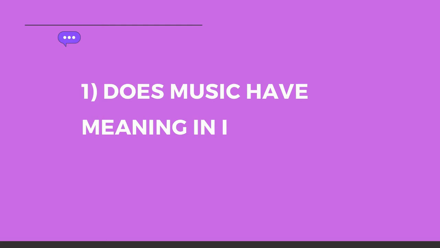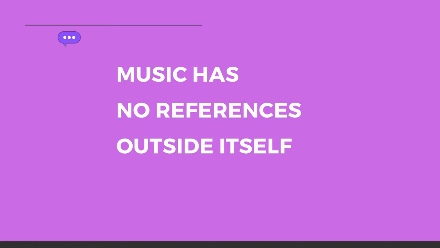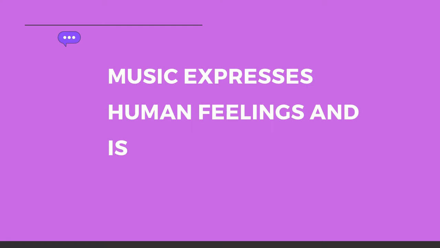Historically, there were two main questions scholars tried to answer. The first one we already saw was, does music have a meaning in itself? And the second one was, can music stand for something else, for example, for external aspects? Let's look, for example, at Hanslick and Wagner's arguments about meaning in music. For Hanslick, pure music is structured without references to anything outside itself. In contrast, for Wagner, music expresses human feelings and is very subjective.